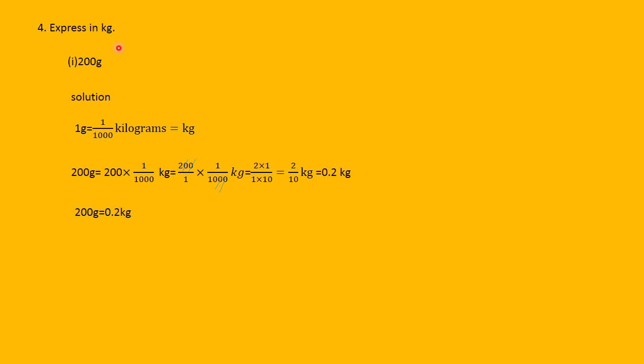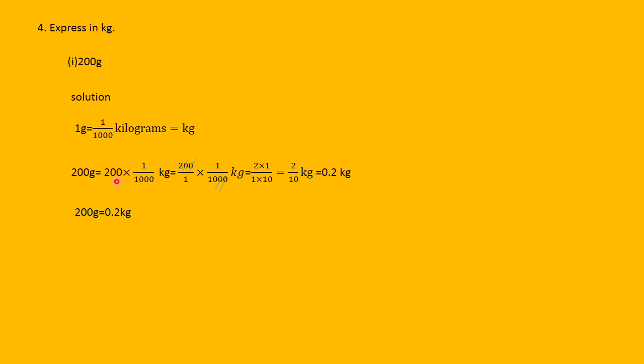Now let us see the fourth question. Express in kilograms. So we are converting all smaller quantities into bigger quantities. Express into kilograms: 200 gram. 1 gram is equal to 1 upon 1000 kilogram. So 200 grams, on both sides you multiply by 200. 200 grams is equal to 200 into 1 upon 1000. First of all, because there is a cancellation here, you will cancel them first.